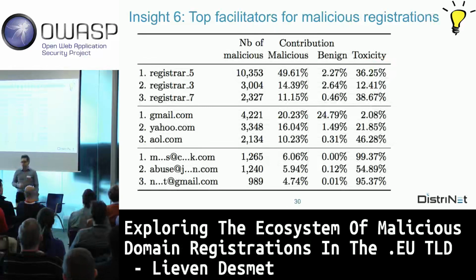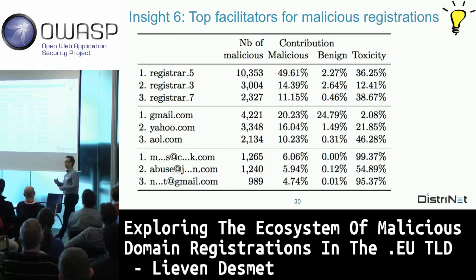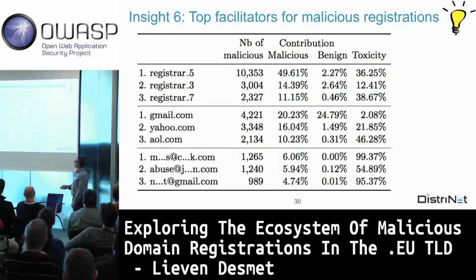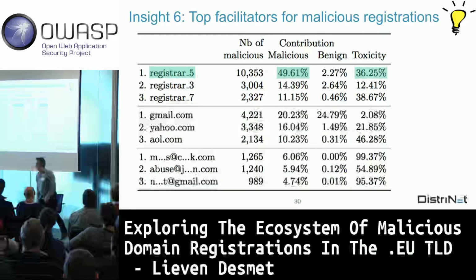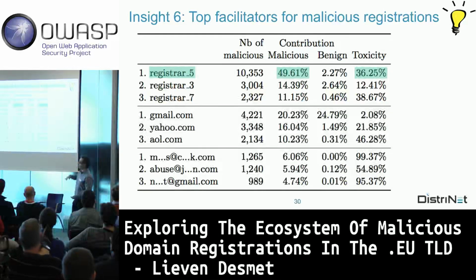So now the question is, who is doing all that stuff? Who is actually registering all those domain names? Or who is facilitating that? The first thing that we looked at is, who are the registrars actually enabling them? We saw, for instance, Registrar 5, which we of course anonymized. It's responsible for 50% of all the malicious domain names in our dataset, which is kind of interesting.